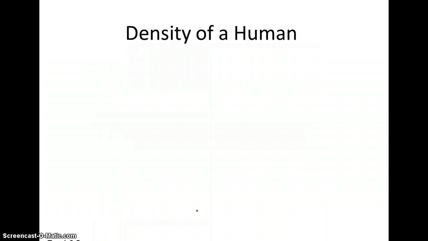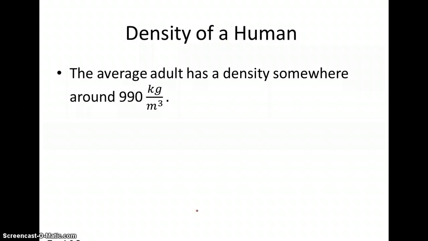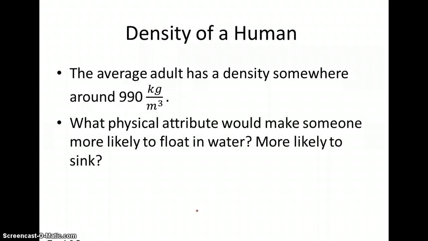Alright, so density of a human. The average adult, right, and we all have different body compositions, has a density somewhere around 990 kilograms per meter cubed. So what physical attribute would make somebody more likely to float in water? Okay, right? Like if I could change something about someone's body, what would make them more likely to float? And what would make them more likely to sink?